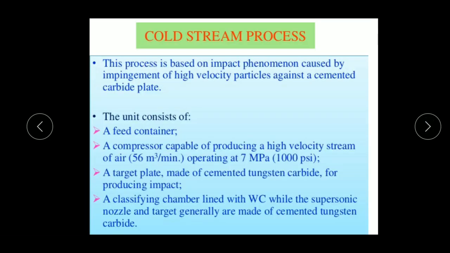The next technique, dear students, is the cold stream process. This process is based on the impact phenomenon caused by impingement of high velocity particles against a cemented carbide plate. The unit consists of a feed container, a compressor capable of producing a high velocity stream of air, 56 cubic meters per minute, operating at 7 megapascal, and a target plate made of cemented tungsten carbide for producing impact. A classifying chamber is lined with tungsten carbide, while the supersonic nozzle and target are generally made of cemented tungsten carbide.